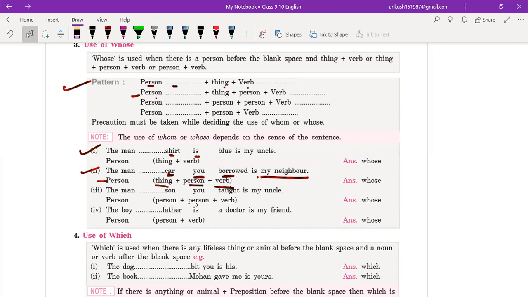Okay, if you are getting all these patterns very nicely, then definitely you would not face any difficulty over there. Got it? But precaution must be taken while deciding the use of whom and whose. Because they are similar, but we should not fall prey to that. Whom and whose. Are you getting? Yes, sir. Okay.